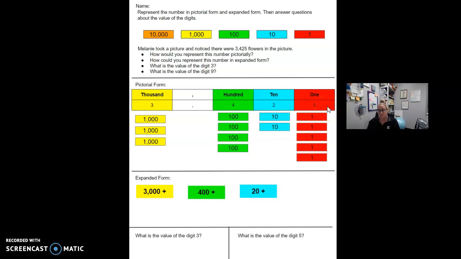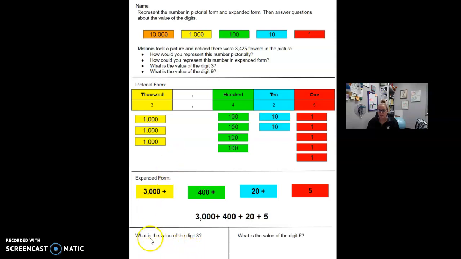If I'm in my ones place, I just count by ones. 1, 2, 3, 4, 5. And you'll notice after the 5, I don't have a plus because I'm done. Now, these are all color-coded to help me remember which one it went with. But if I was just writing it, I wouldn't color code them necessarily. So if I wanted to just write it in an expression, I would write it like this. 3,000 plus 400 plus 20 plus 5. And if I actually added 3,000 plus 400 plus 20 plus 5, I would get all the way back up here to our number of 3,425.